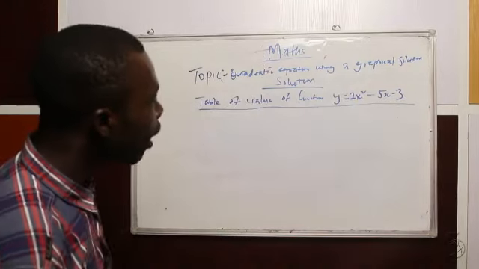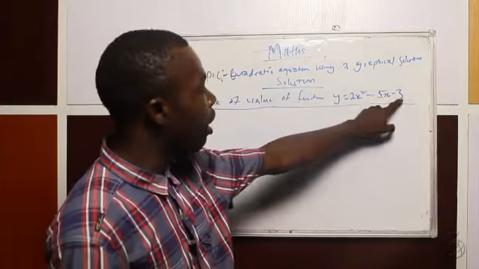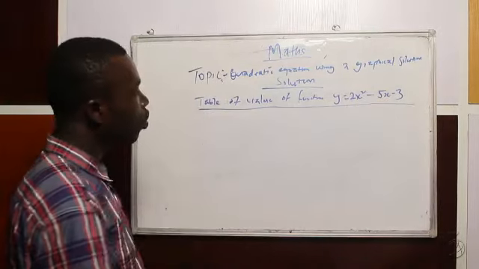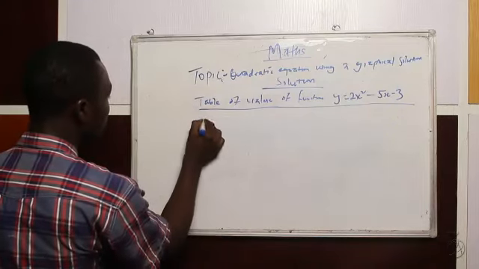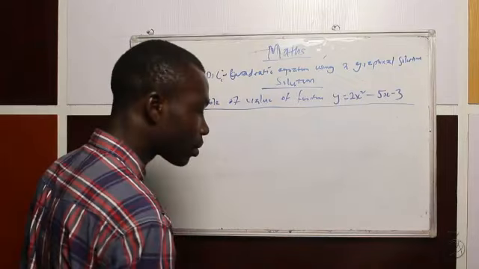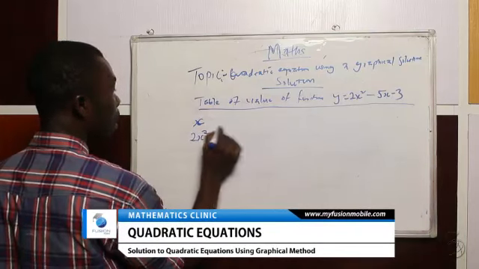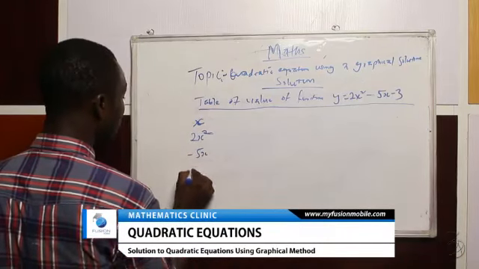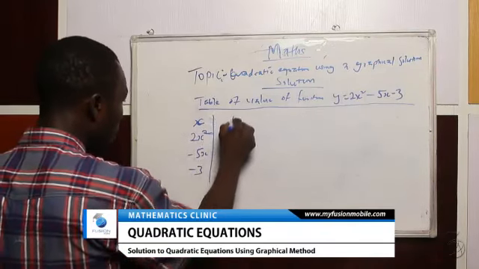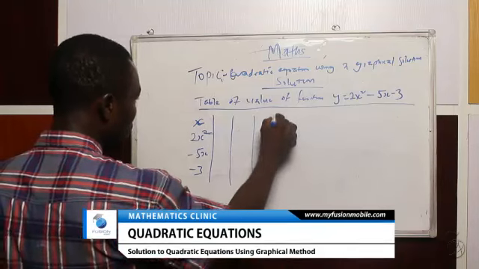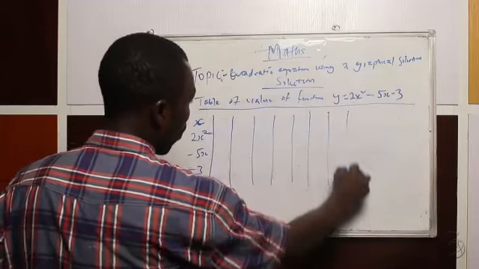Now, we have this column, we have this column, we have this column. Now, the x column, we also have to create the x column. Therefore, our x is this. Then, our column for 2x squared is this. Our column for minus 5x is this. And our column for minus 3 is this. Now, let us draw our x coordinates. Minus 2, minus 1, 0, 1, 2, 3, 4, 5.